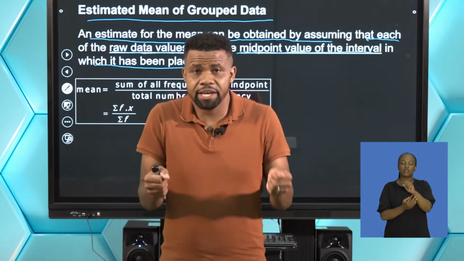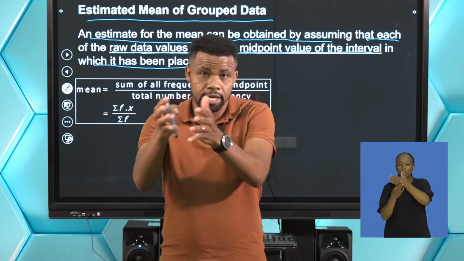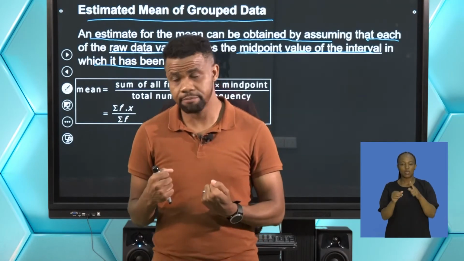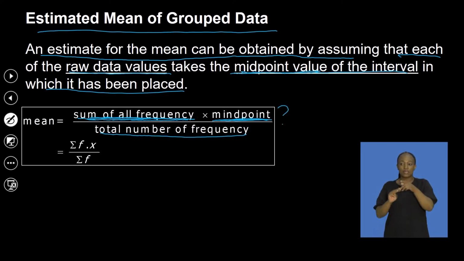Because we might not have the actual data, we might have a table with intervals and frequencies. And how do we calculate the mean? To do the mean, we take the sum of all frequencies times the midpoint, divided by the total number of frequencies. I'll explain, it'll make more sense if we do the actual problem. Then in mathematics, this is in words.